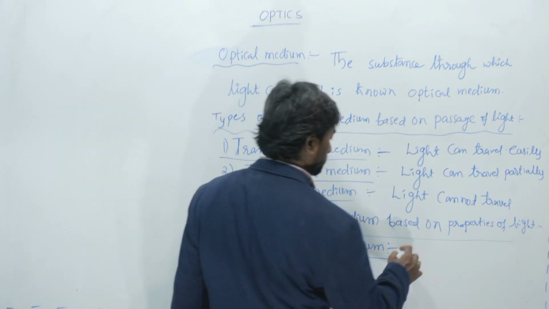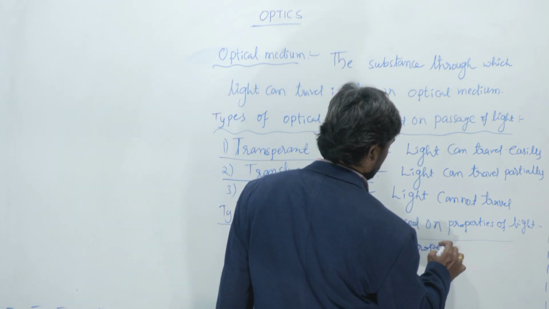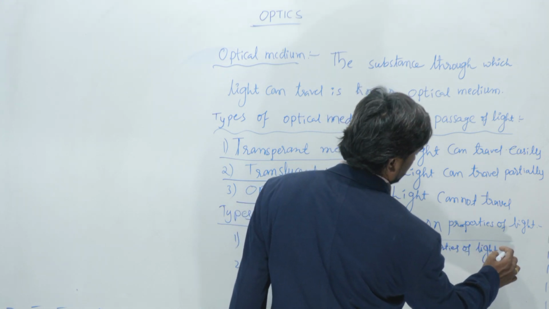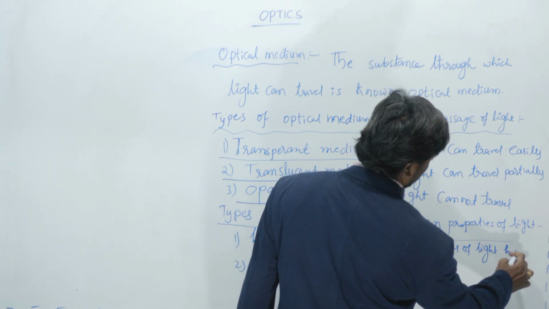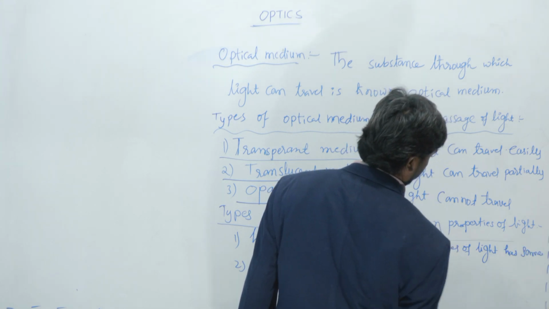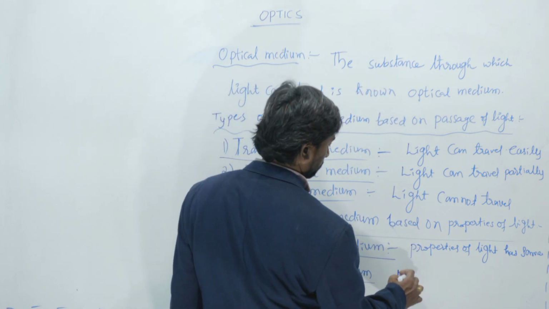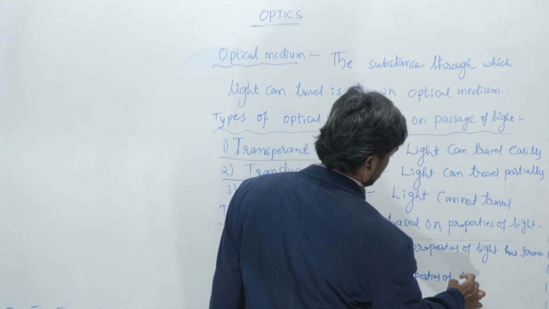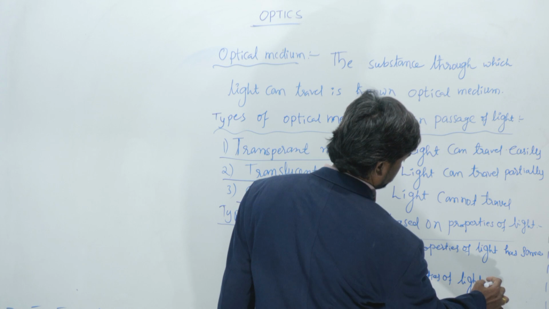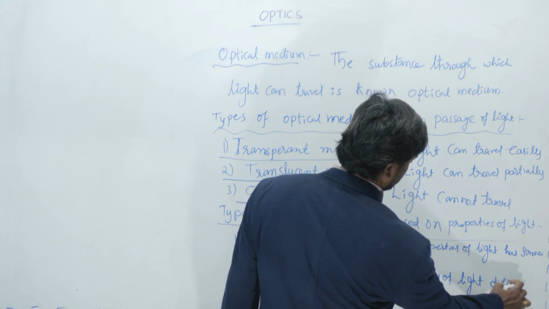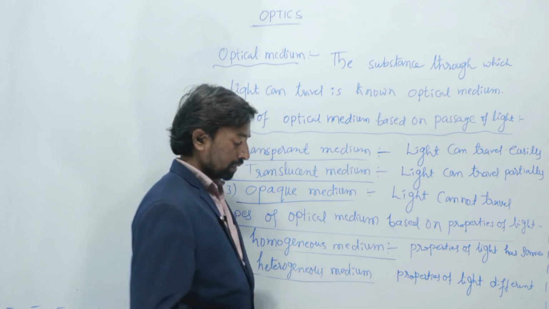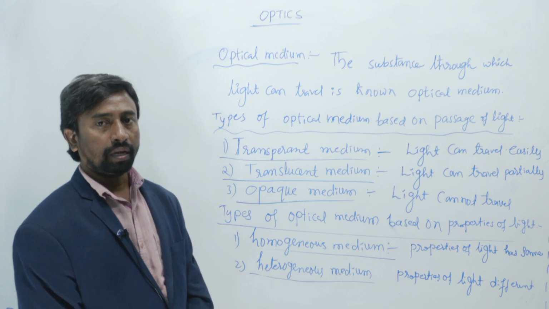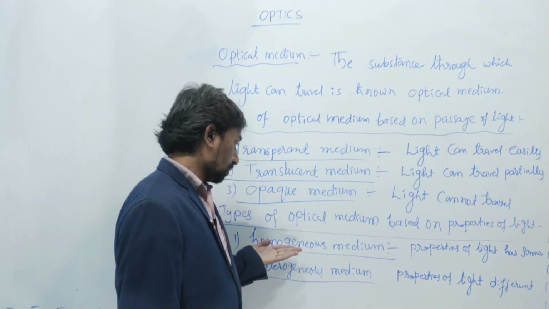So in a homogeneous medium, the properties of light are the same throughout, at every point, but here the properties of light are different at different points. So when the properties of light are different at different points in the medium, that substance is said to be a heterogeneous medium, otherwise a homogeneous medium.